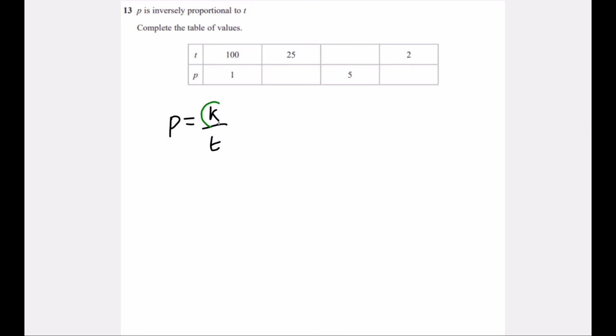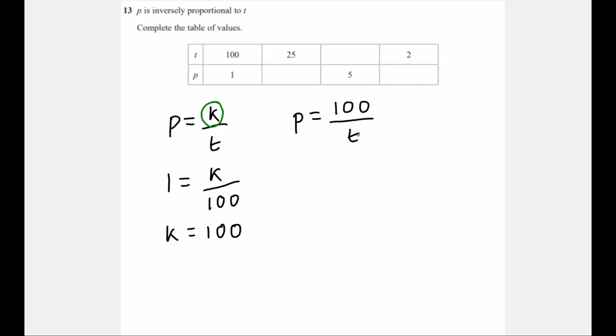And we can work out what that something is by substituting in these numbers, 1 and 100. So when P is 1, T is 100. So 1 equals K divided by 100. K must be 100. So the relationship between P and T is P is 100 divided by T. Or you could think of this as P and T have to multiply to make 100.